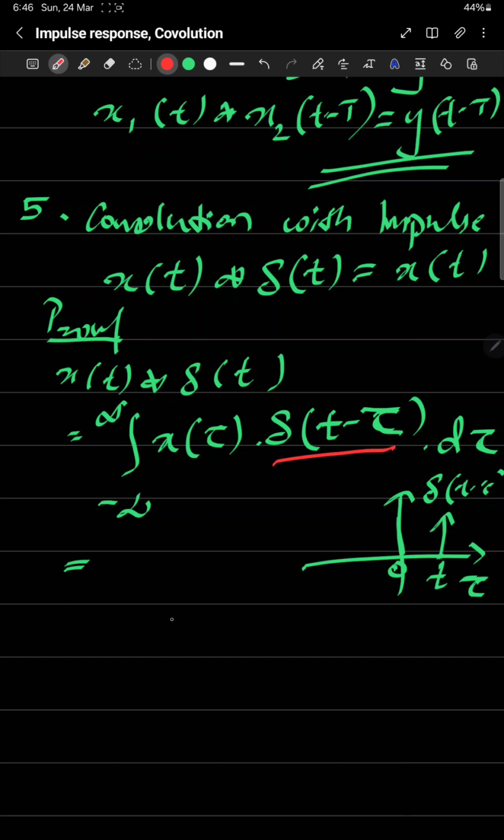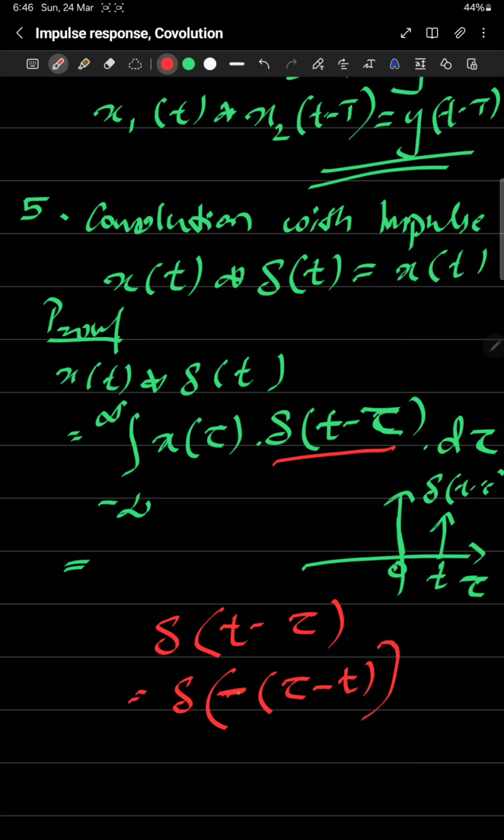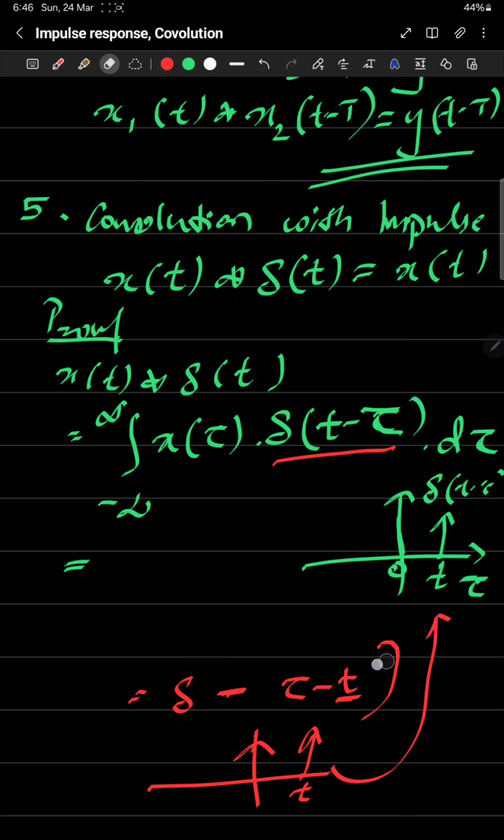If you have confusion, I will write this signal once again. Tau is your independent axis, so you can write it as del of minus of tau minus t. First you have to perform reversal: del of minus tau or plus tau doesn't make any difference, so even after reversal it will be like this only. Then you have to shift it by a factor of t. It is minus t, so you have to right shift the signal. That's how it looks. Now I'm going to delete it.